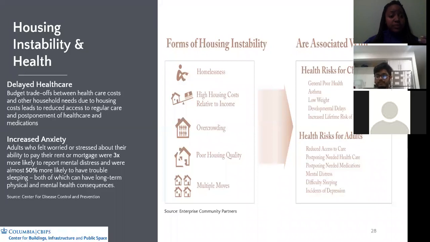In terms of increased anxiety, adults who felt worried or stressed about their ability to pay their rent or mortgage were 3 times more likely to report mental distress, and were almost 50% more likely to have trouble sleeping. So all of these have long-term physical and mental health effects. Next slide, please.